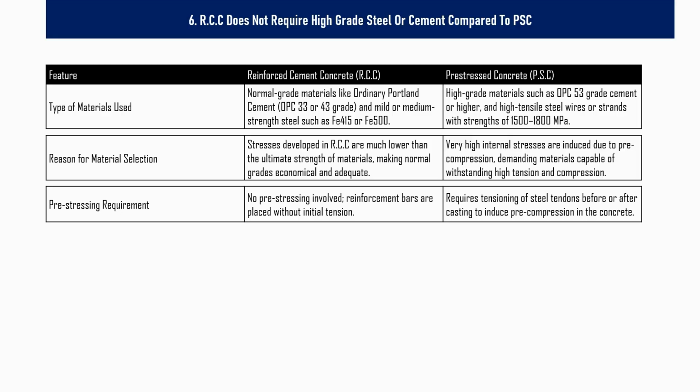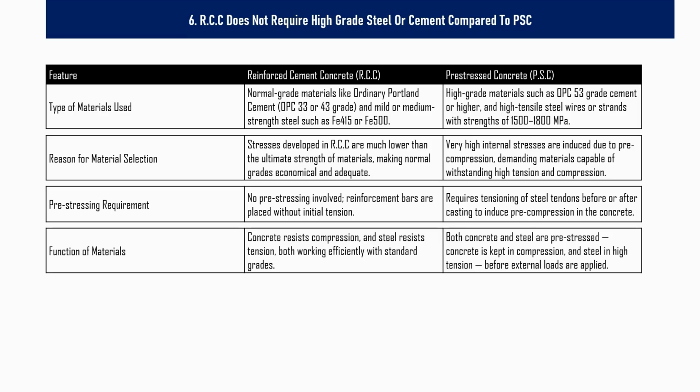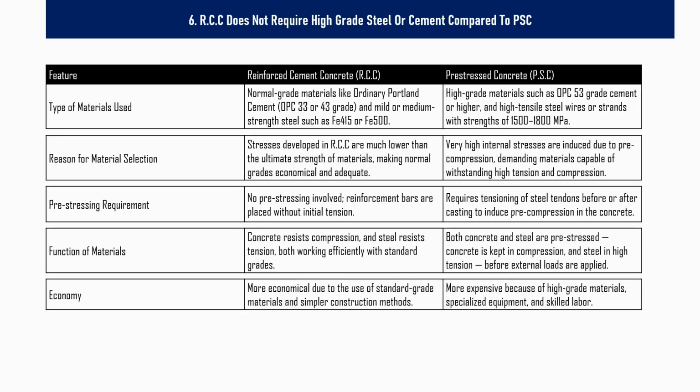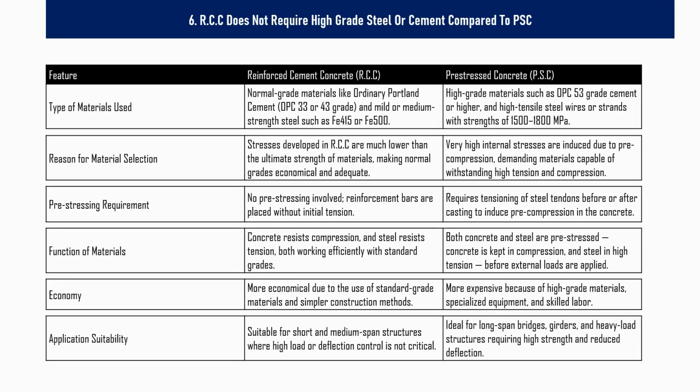However, in PSC, the situation is entirely different. Here, the concrete is pre-compressed using high-strength steel tendons, which means both materials must withstand very high internal stresses before the actual external load even comes into play. As a result, high-grade cement, usually 53 grade or higher, is used to gain the required early strength, and high-tensile steel wires or strands, with strengths around 1500 to 1800 MPa, are essential to maintain the pre-stress. So, while RCC can be constructed using standard materials, PSC demands high-grade steel and cement to perform effectively and safely.